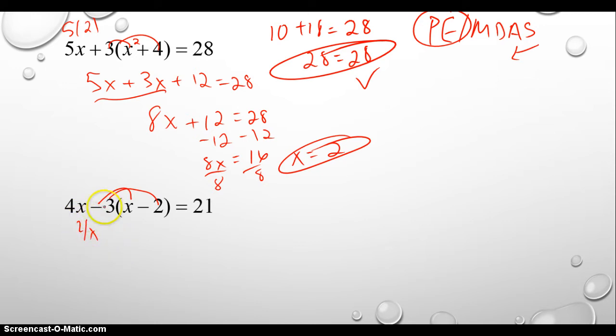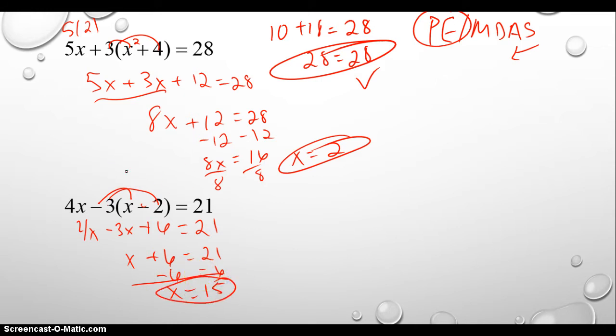So 4x, negative 3 times x is negative 3x. Negative 3 times a negative 2 is a positive 6, equals 21. Combine like terms, you just get x plus 6 equals 21. Take the inverse operation, subtract 6, x equals 15.